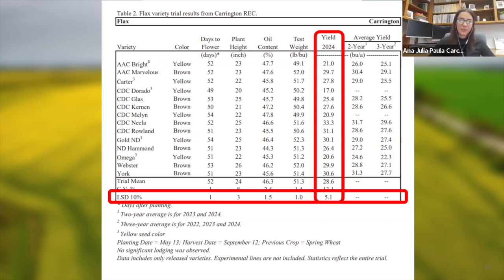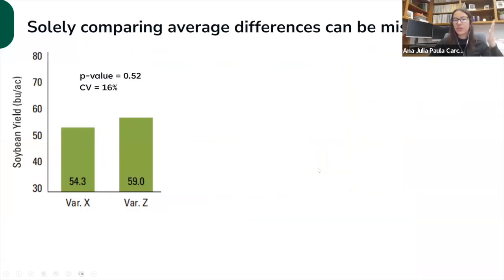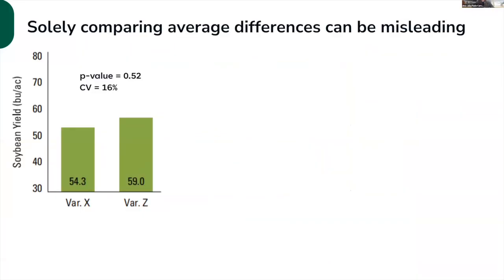And then why is that? I'm going to give you an example that I use in soybeans to try to explain why we should care about this. It's basically because if we just compare average differences, this can be really misleading. So we have this example here with two fake varieties, variety X and variety Z. Variety X had 54 bushels per acre and variety Z had 59.